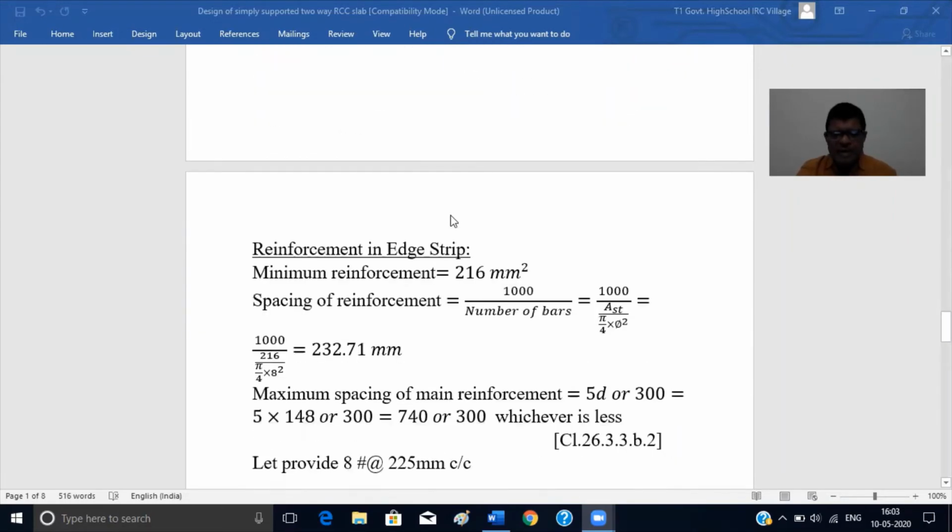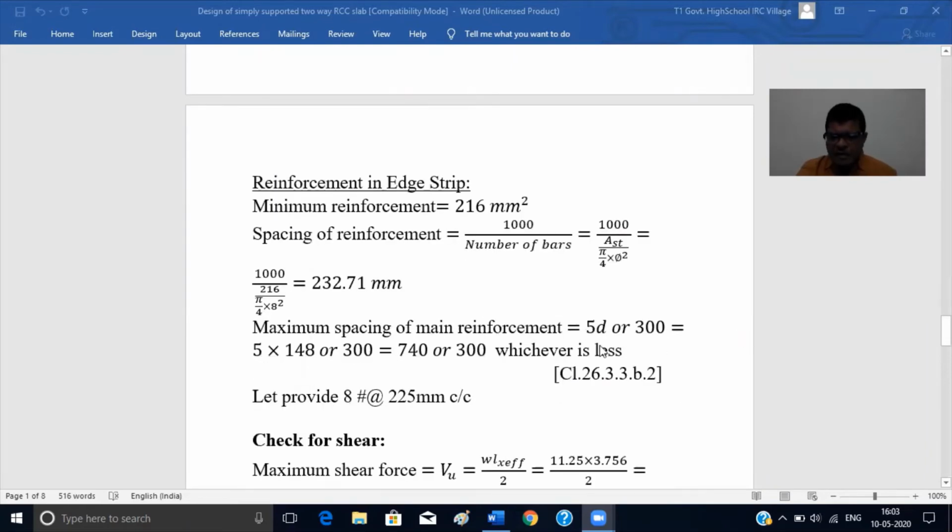Same thing, but only here it is 5D or 450 or 300. So it is 5D or 450. Please check your code. It is 450. This is not 300. So there is a mistake here. So 5D or 450. So 450, 500, 5D and 232. So it will be less than this, so provide 225.